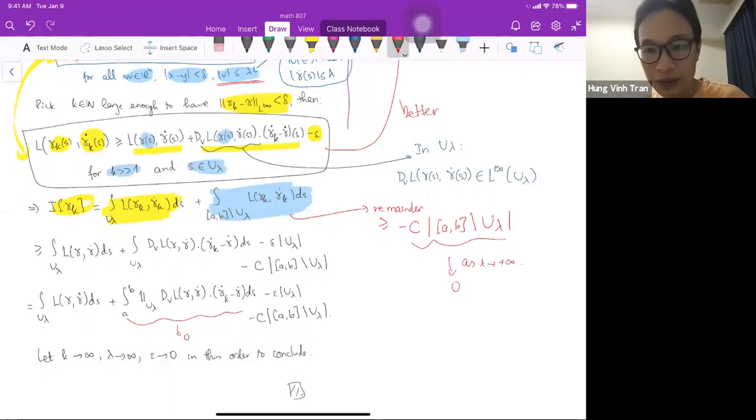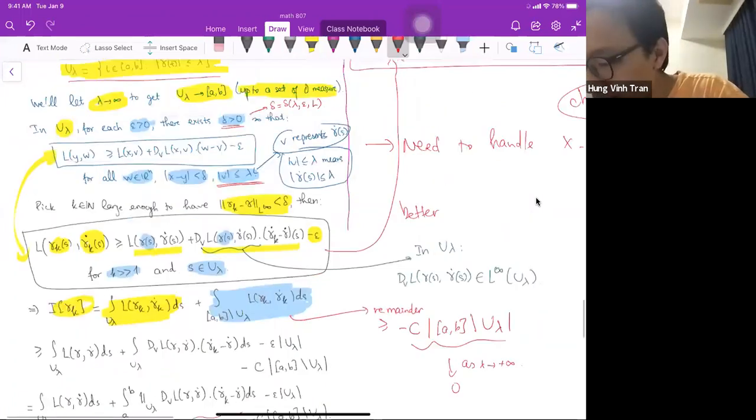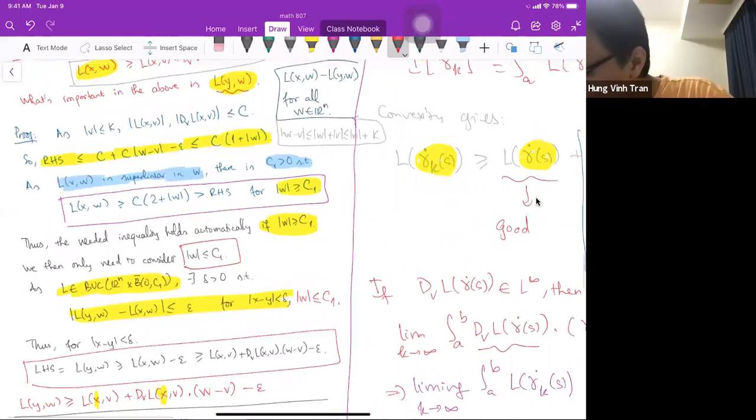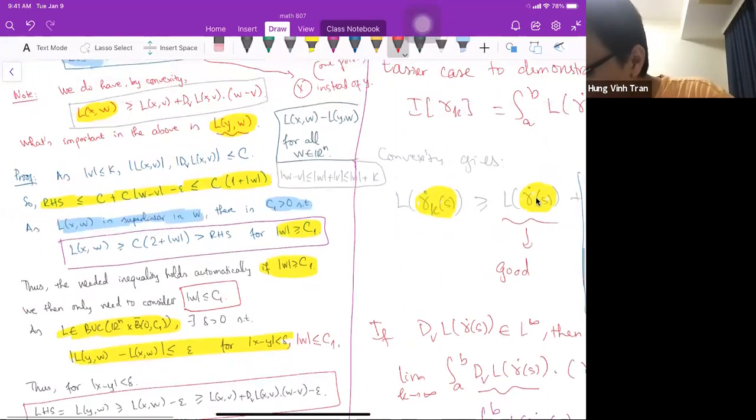Hold on, I think I have a question in the chat. Is that left hand side instead of right hand side? Maybe it was a question a few minutes earlier. Sorry, sometimes I don't see the chat box. Where's the left hand side and right hand side? Now I'm totally confused.